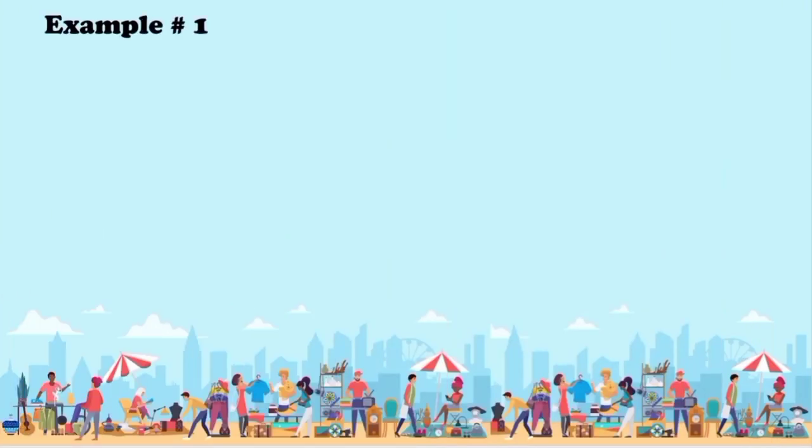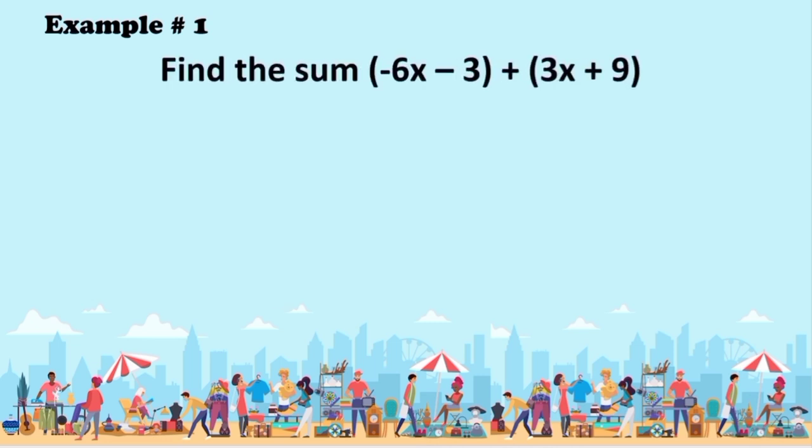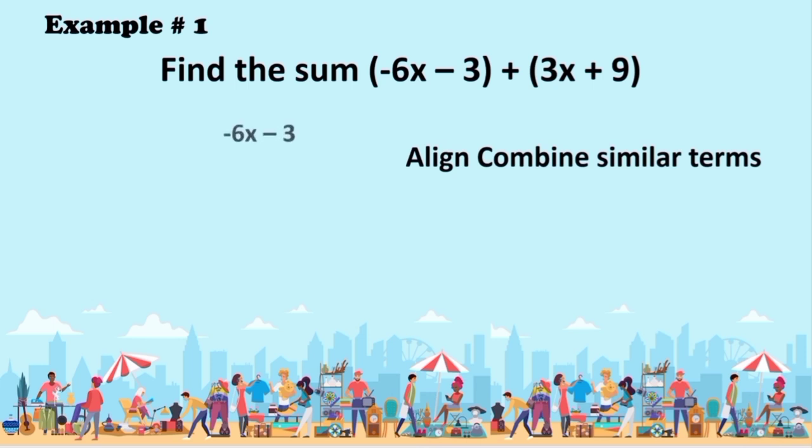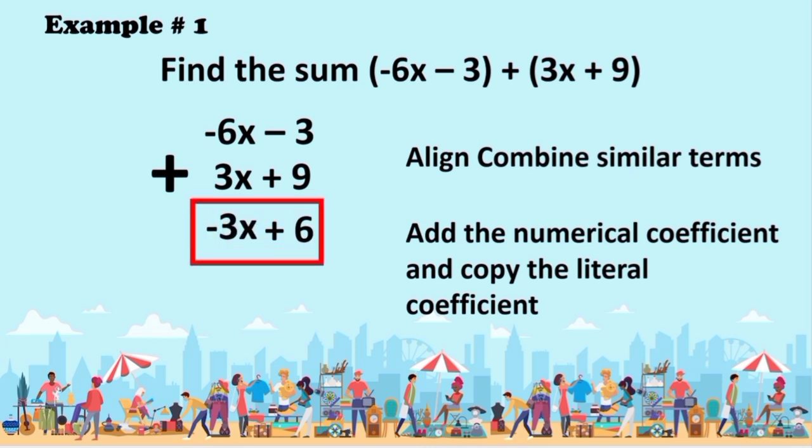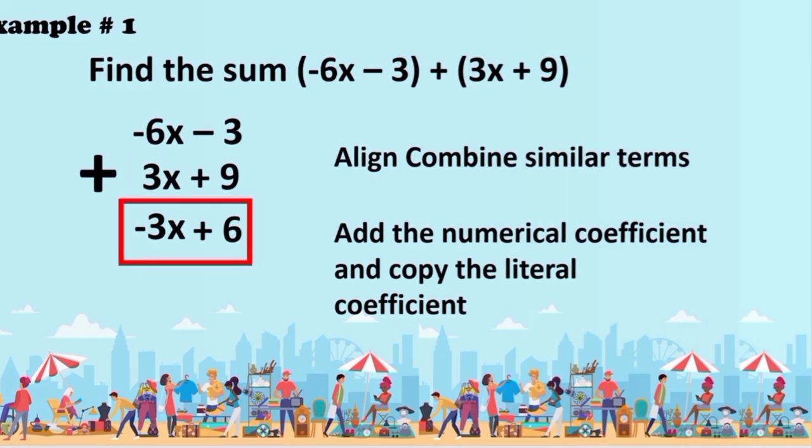Let's have example number 1. Find the sum of negative 6x minus 3 and 3x plus 9. First, align and combine similar terms. Add the numerical coefficient and copy the literal coefficient. Negative 3 plus 9 is positive 6. Negative 6x plus 3x is negative 3x. Our answer is negative 3x plus 6.